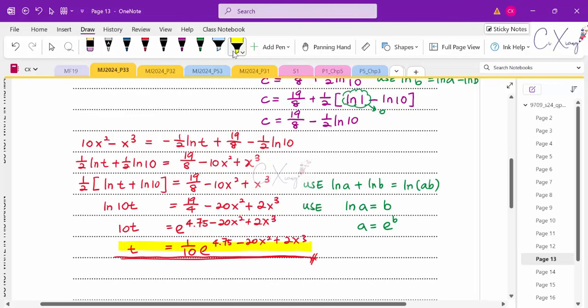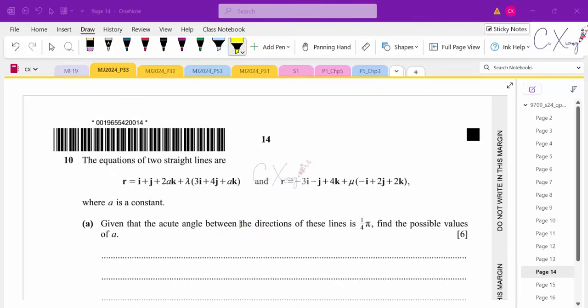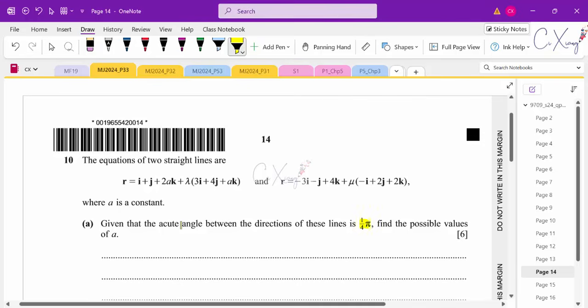Right, so this is how we solve this question. Okay, so we are at question number 10 now, which is the last question for this paper. Right, so you are given the vector equation for 2 straight lines, and given that the acute angle between the direction of these lines is pi over 4, find the possible values of A.